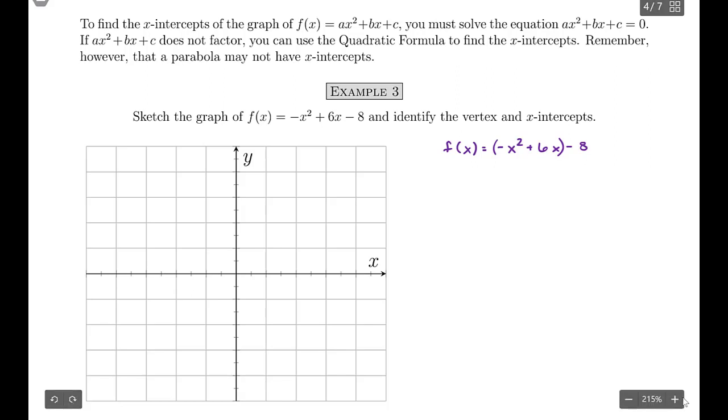So again, I'm going to take half of my linear term, which is 6. I take half of that, I get 3, and then when I square that, I get 9. So just like in the previous example, I am going to add and subtract 9.